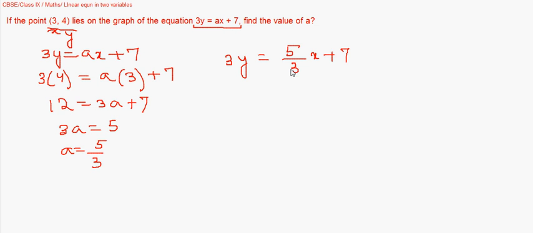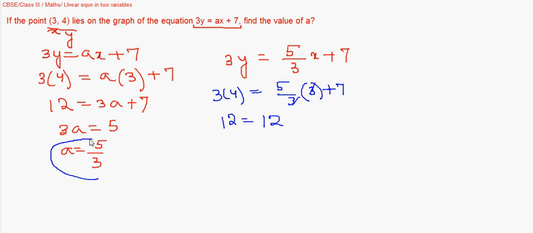We can also check our calculation for a equals 5 by 3 by substituting x and y and seeing if the left hand side is equal to the right hand side. I substitute y as 4, and x as 3 in 5 by 3 x plus 7. That makes 12 on the left hand side, and on the right it is 5 plus 7, that is 12. So our answer, a equals 5 by 3, is correct. Now we move on with one more word problem, and I write down the question here.